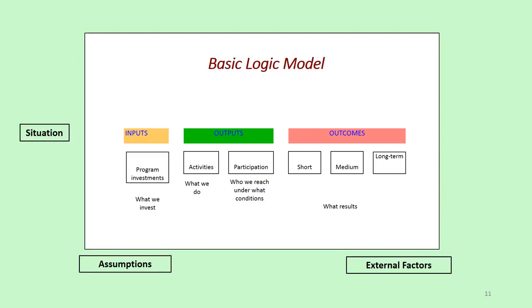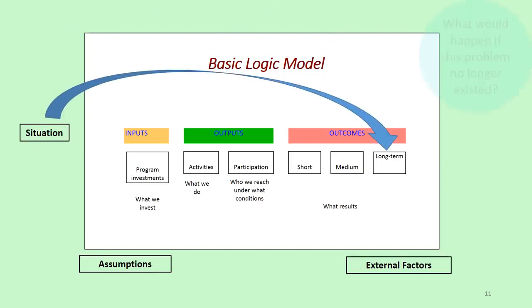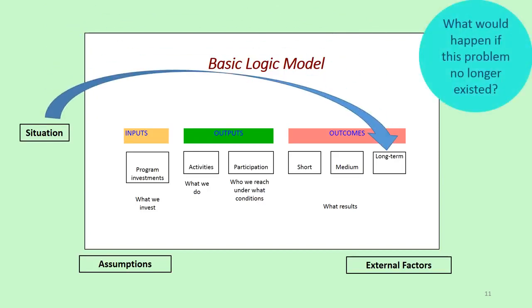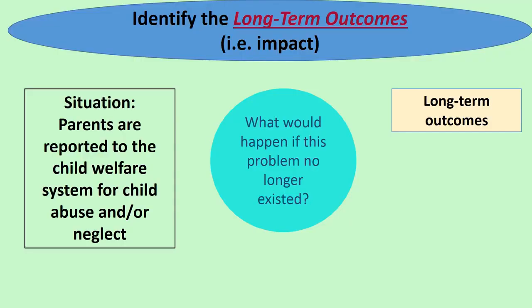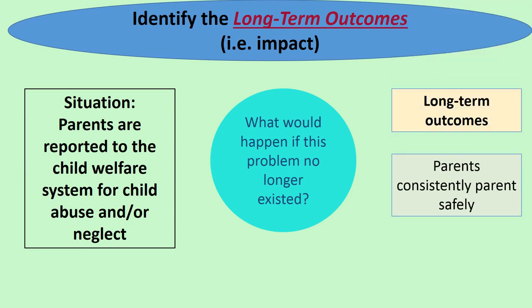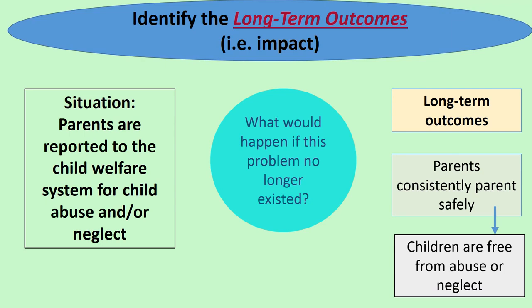Now that we have a definition of the situation, we want to ask the question, what would happen if this problem no longer existed? This is the long-term outcome of the program, or the ultimate impact the program wants to have on a macro level. If our problem is parents being reported to the child welfare system for child abuse, then if this problem no longer existed, parents would consistently parent safely, and children would be free from abuse or neglect. These are the long-term outcomes in this logic model.